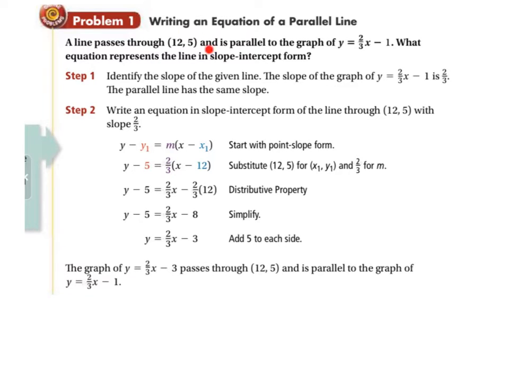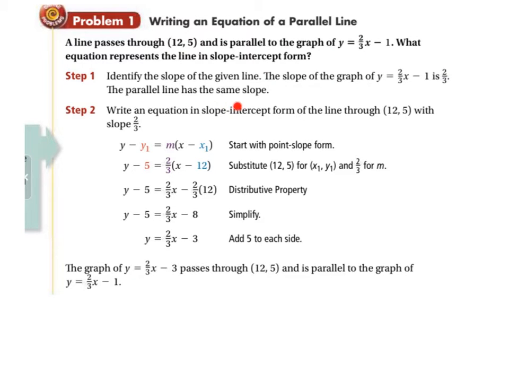Here we have a line that passes through (12, 5) and is parallel to this one. So again, the key to being parallel is that they have the same slope. In other words, I'm going to write a line that reuses this slope and goes through this point. You're going to find point-slope form to be one of your best friends here. So again, identify the slope first. The slope in here is 2/3.